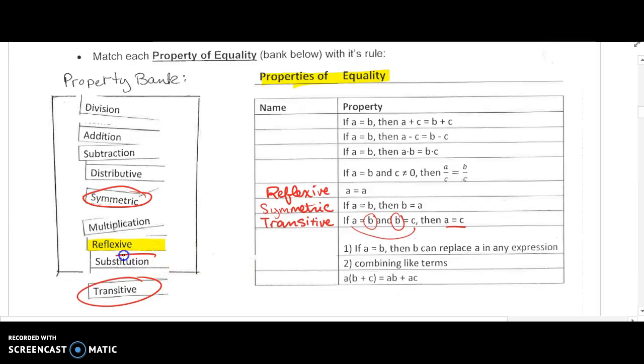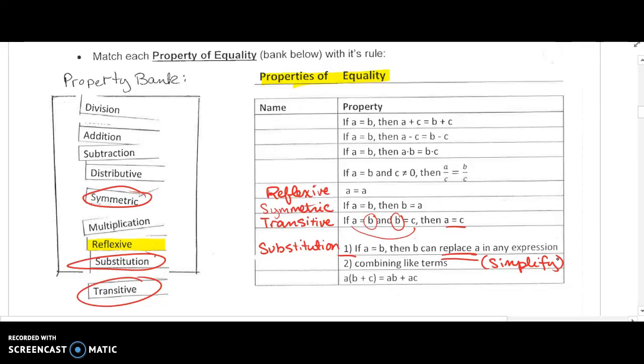This next one is substitution. There's actually two meanings for substitution. There's meaning number one: if A and B are equal, you can replace B for A in any expression. And then we also use substitution anytime we're combining like terms or we simplify something, we clean it up in an equation, something like that.